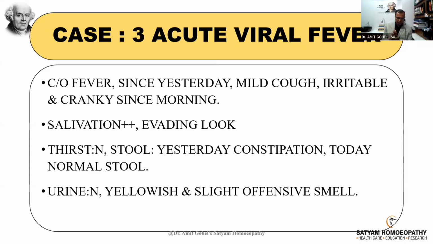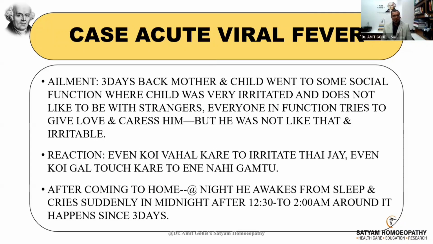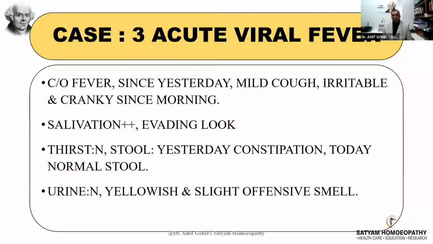The thermal state, thirst was normal. Stool yesterday constipation, but today mother says this morning he passed the stool. Urine was normal, slightly yellowish and slightly offensive. So I asked what happened within these 2-3 days, since the fever comes and everything is irritability. So you have to ask about ailments from something.